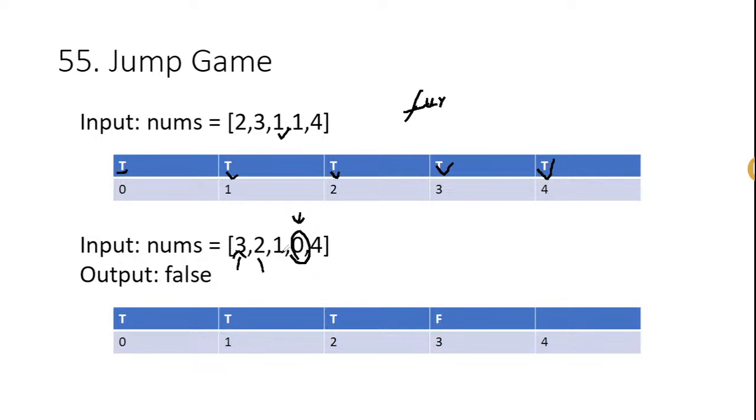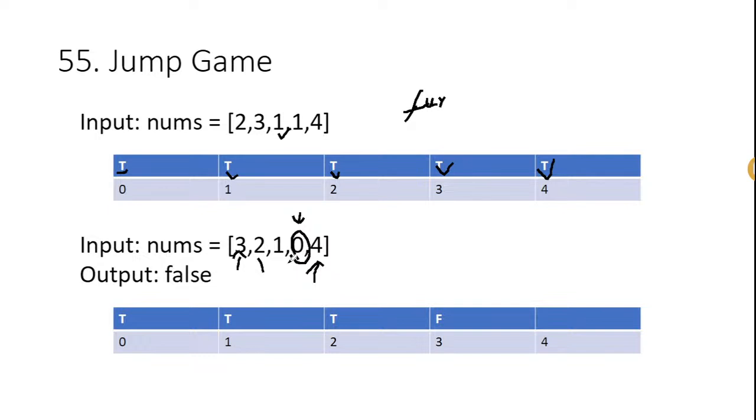But we need to check at which position we cannot jump. And this position should not be at the last position, at the end of the array. If this position is not at the end of the array, and also at this position we cannot jump anymore, we will return false. Otherwise, if we didn't find such a position, we're going to return true. But how would we find such a position?